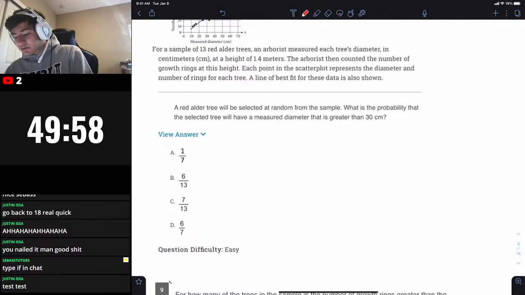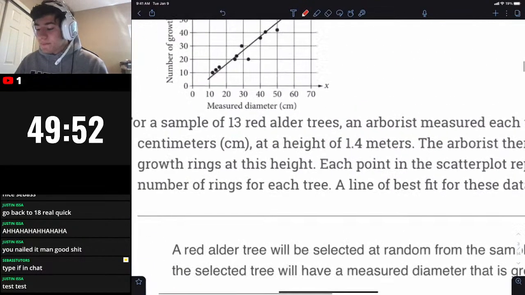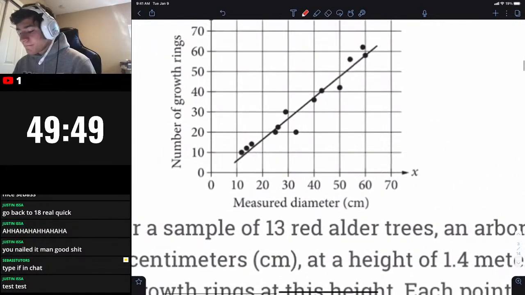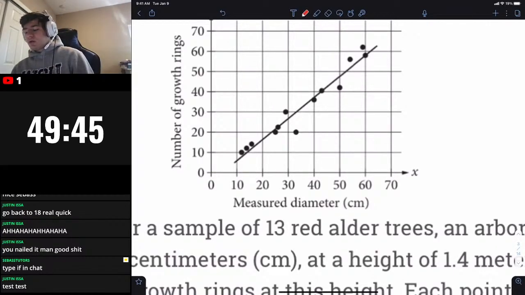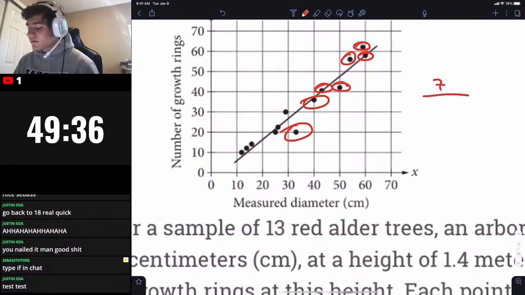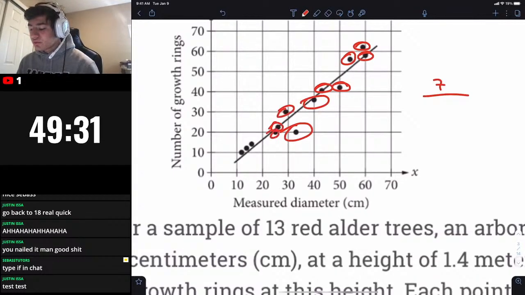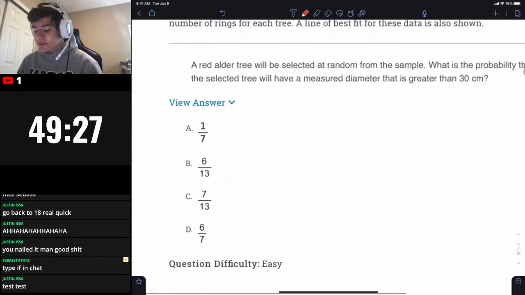A red alder tree will be selected at random for the sample. What is the probability that the selected tree will have a measured diameter that is greater than 30? Okay. So how many have a measured diameter greater than 30? 1, 2, 3, 4, 5, 6, 7 alder trees, right? So 7 out of how many total? Well, the 7 that we just counted plus 1, 2, 3, 4, 5, 6. 7 plus 6 is 13. 7 divided by 13 is the answer.